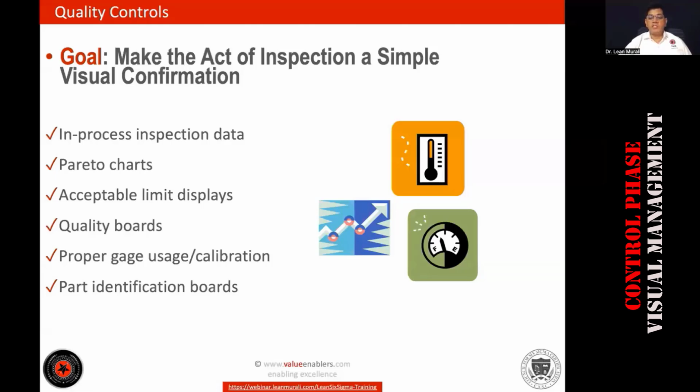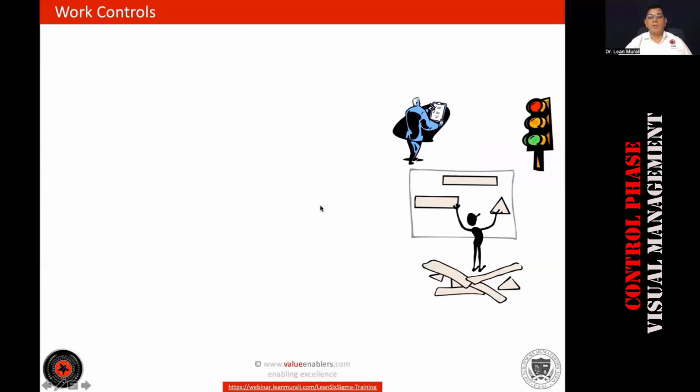If this is clear, type SC, super clear, in the chat box. Then let's move on to work controls. Super clear, right? Okay, fantastic.